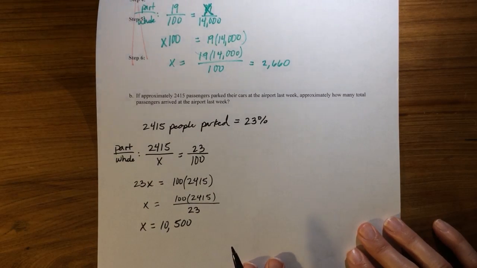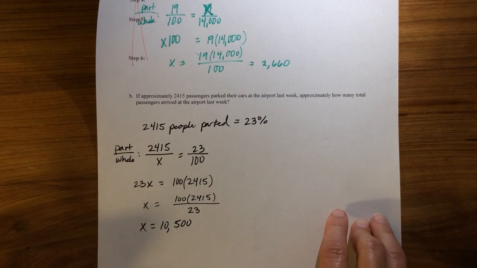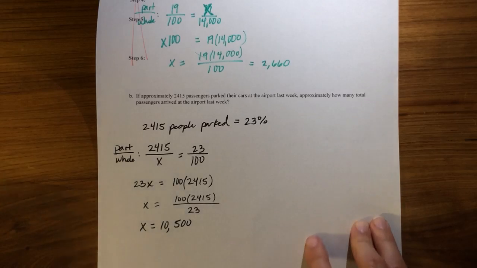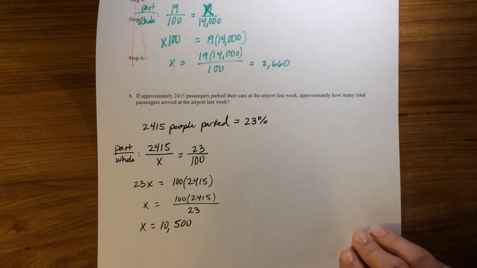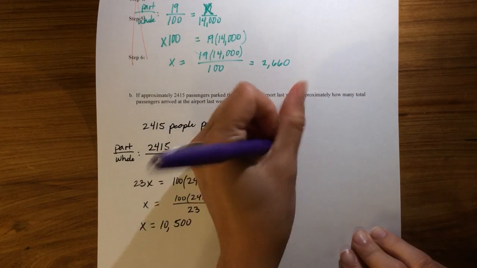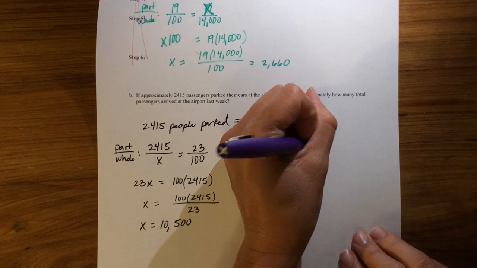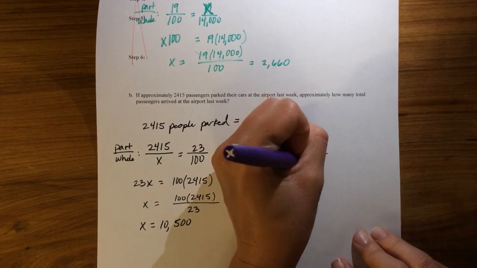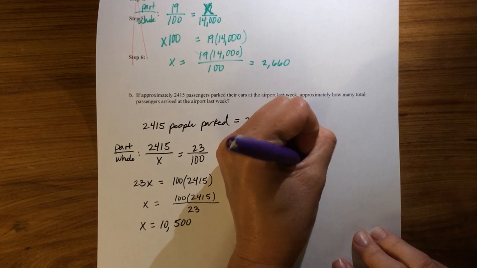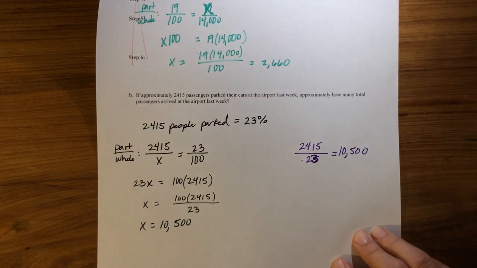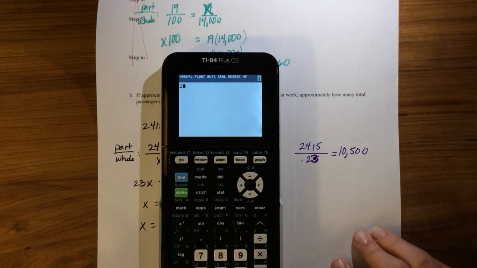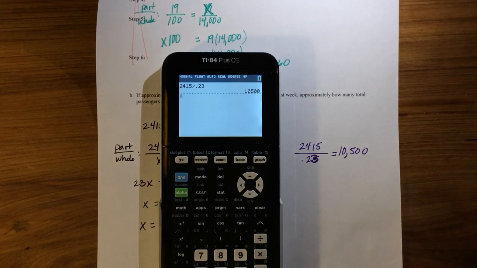So here in this case, let me see. Oh yeah, you couldn't see what I just did on my calculator. This is the same thing as, silly me, let me change colors. This is the same thing as 2,415 divided by 0.23. That is 10,500. 2,415 divided by 0.23 is 10,500.